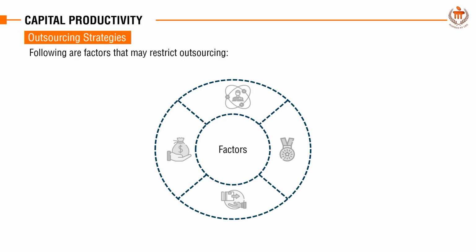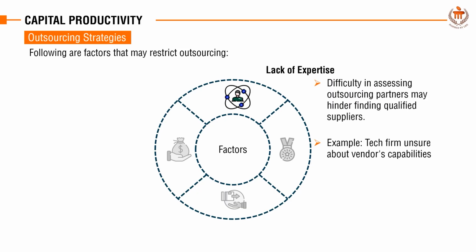Here are four key factors to consider. Number one, lack of expertise. If a company lacks the knowledge to assess potential outsourcing partners, it may struggle to find qualified suppliers. For example, a tech firm may hesitate to outsource software development if it cannot evaluate the vendor's technical capabilities.